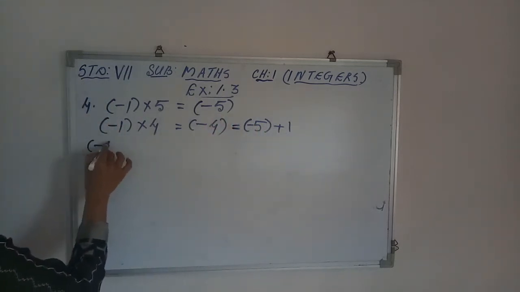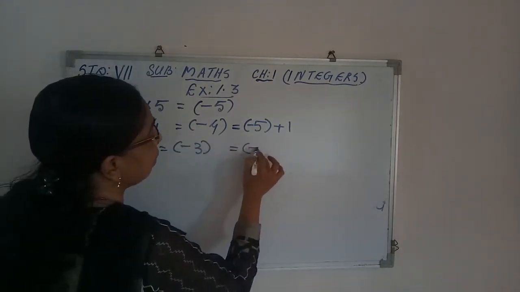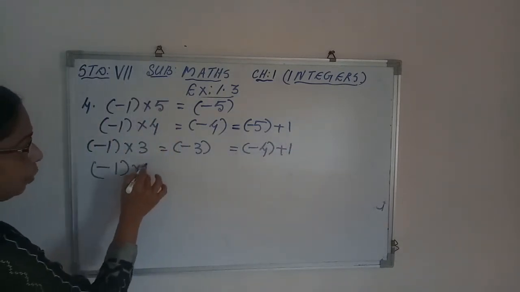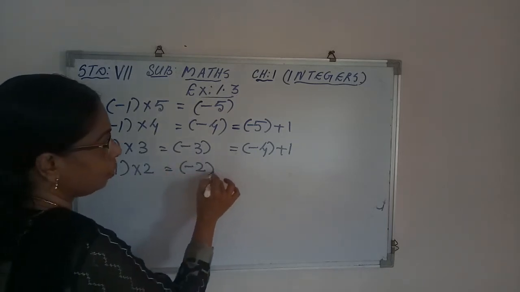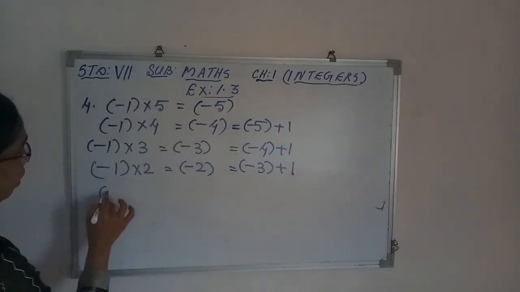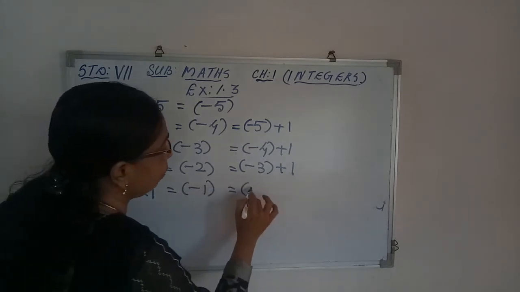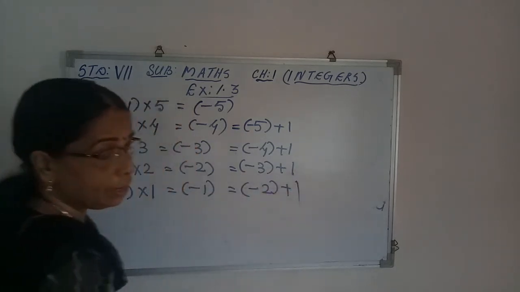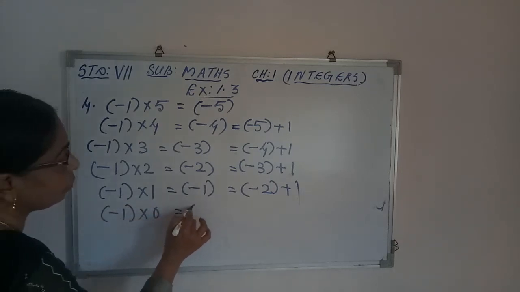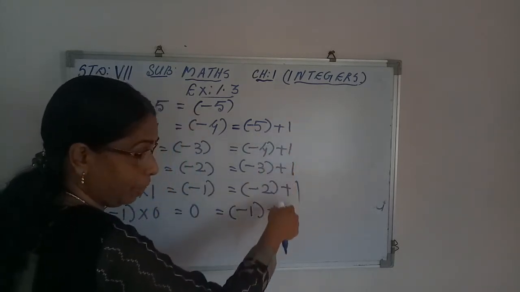Next you see, minus 1 into 3, minus 3, can be written as minus 4 plus 1. Next, minus 1 into 2 is minus 2. That's equal to minus 3 plus 1. Next, minus 1 into 1 is equal to minus 1. That's equal to minus 2 plus 1. Same way, minus 1 into 0 is equal to 0. That can be written as minus 1 plus 1. Everywhere you see plus 1.